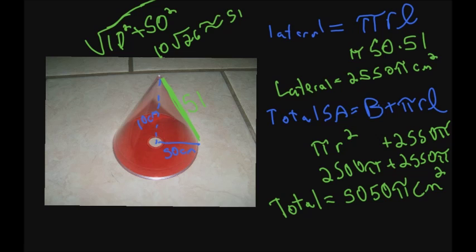And then obviously if you needed to find what your radius is and you're given the total, you would just work backwards from there.